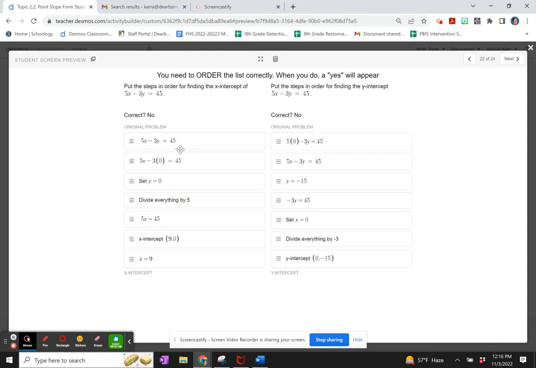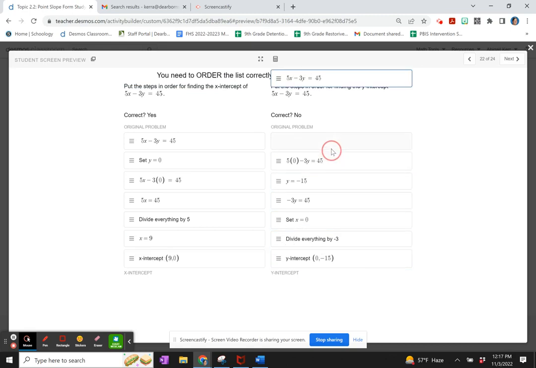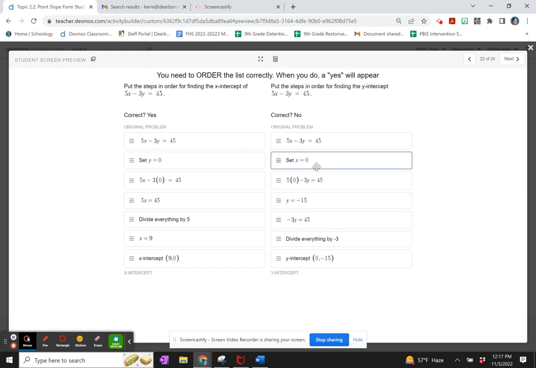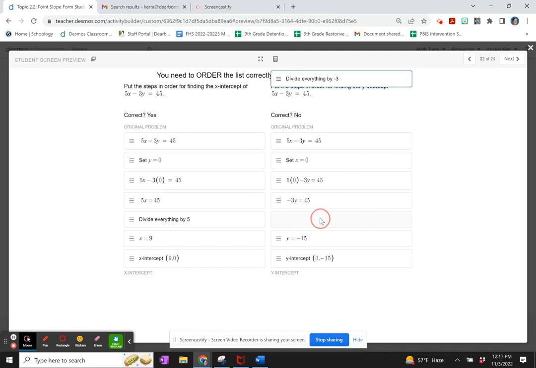We want to start with the original, set y equal to 0. Once you set it equal to 0, it just becomes a 1 step. We have 5x equals 45. Divide everything by 5. We're going to get x equals 9. And then we put it into the ordered pair 9 comma 0. All right, same thing. Start with the original problem. But for the y-intercept, we're going to set x equal to 0. When you multiply by 0, it becomes a 1 step. You have to divide everything by negative 3. And then that's the answer.